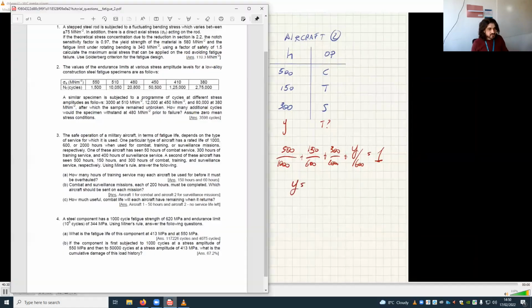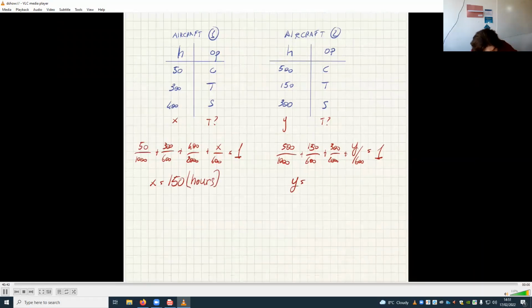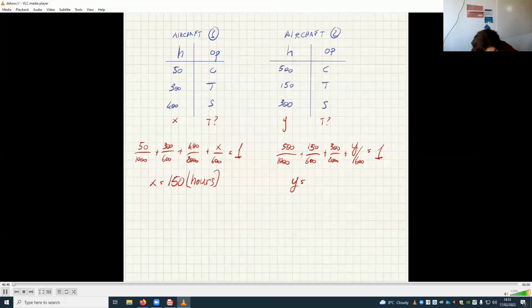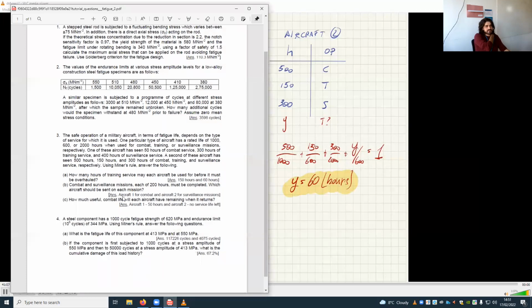And X should be equal to 150 and Y is 60. 150. And as you can see, since we have used hours, and I forgot the other number, 60. Done. Very easy. And much ingenuity to be used for these kind of questions.